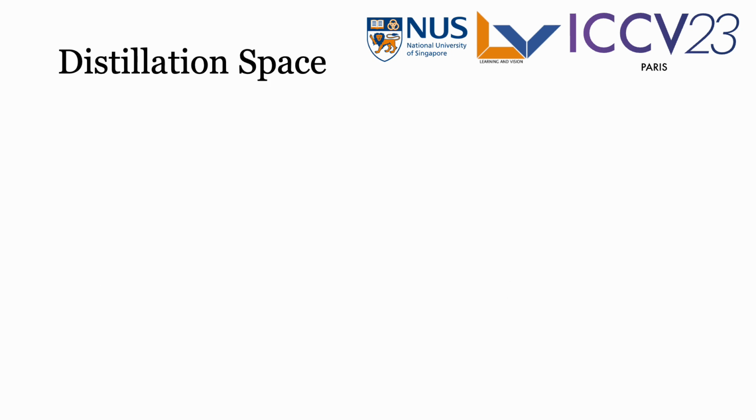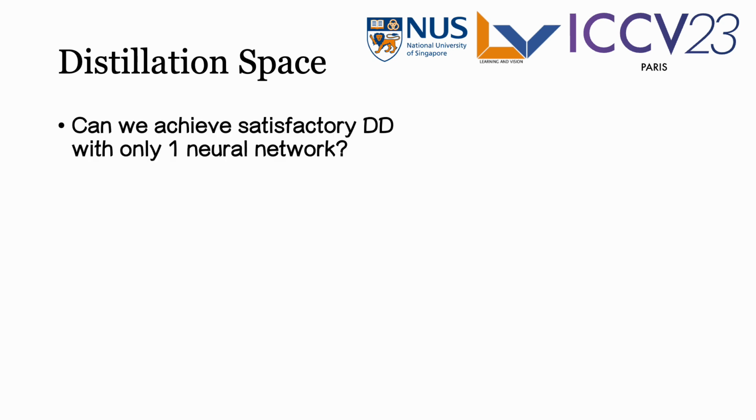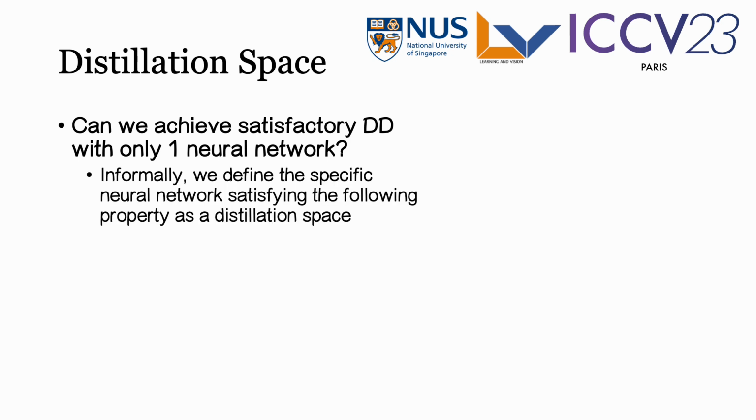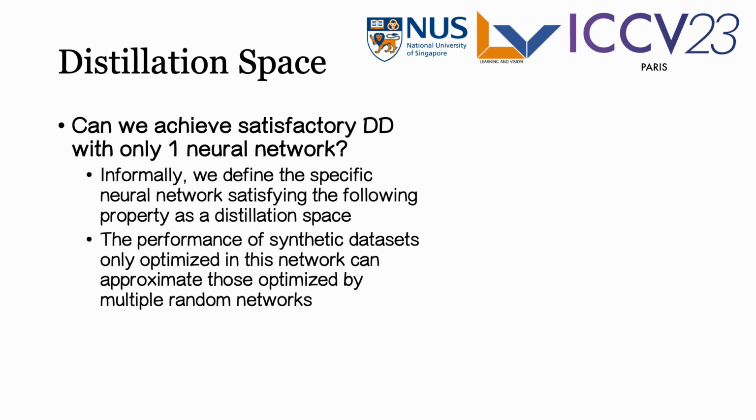Thus, in this paper, we are curious about one question: can we achieve satisfactory DD performance with only one neural network? To study this problem, we first introduce the definition of distillation space according to this target. Informally, we define the specific neural network satisfying the following property as a distillation space. The performance of synthetic datasets only optimized in this network can approximate those optimized by multiple neural networks.